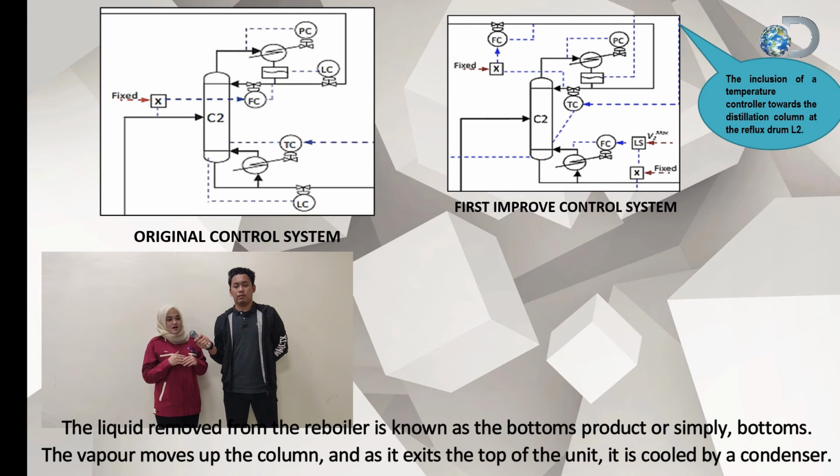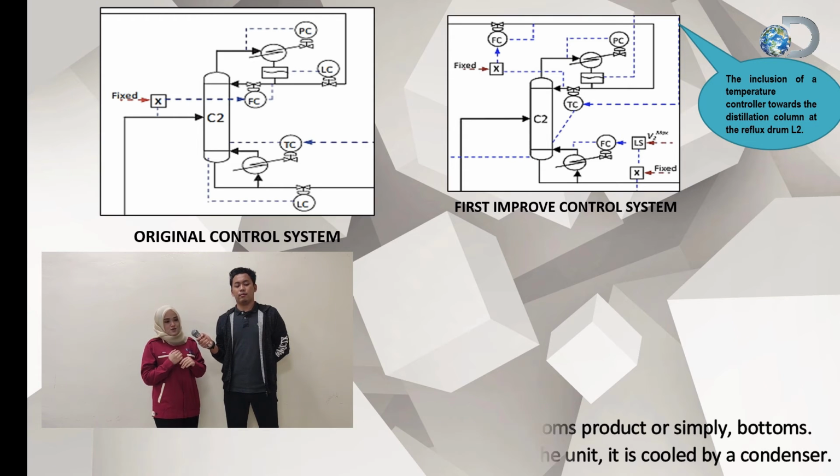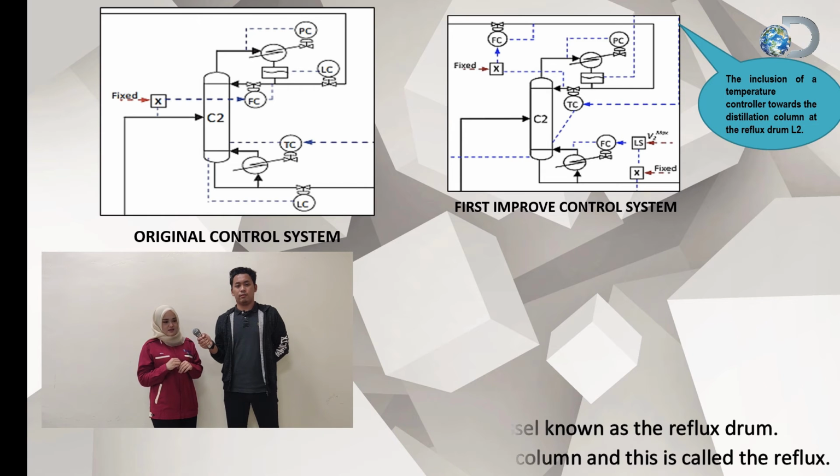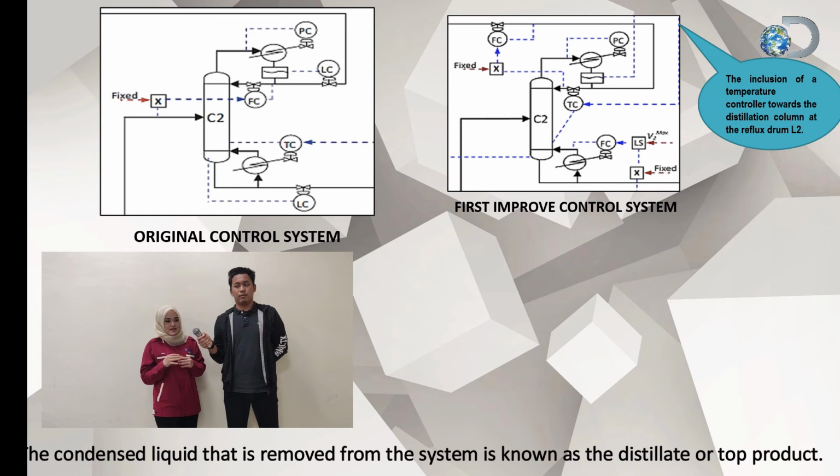Okay, so as the vapor moves up the column and exits the top of the unit, it is cooled by a condenser. The condensed liquid is stored in a holding vessel known as the reflux drum. Some of this liquid is recycled back to the top of the column, and this is called the reflux. The condensed liquid that is removed from the system is known as the distillate or top product.